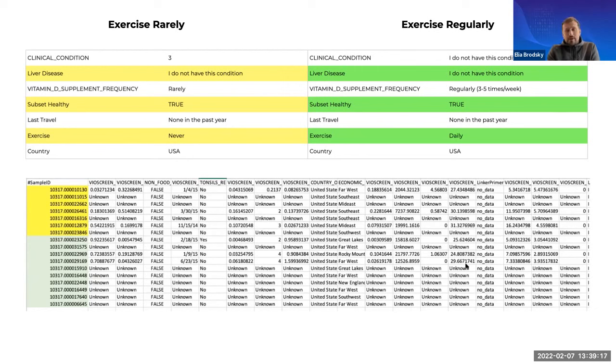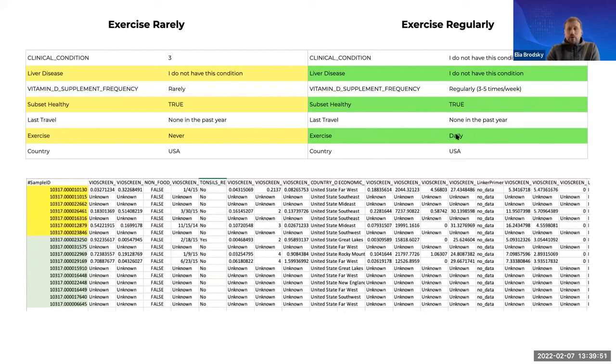And in this one example, we are using a comparison between people that exercise rarely and people that exercise regularly. So here you can see we can control for certain conditions. For example, they don't have liver disease. They are considered to be a healthy subset of people. They rarely or maybe regularly supplement with vitamin D. But the biggest difference here is that the exercise is never versus daily, right?